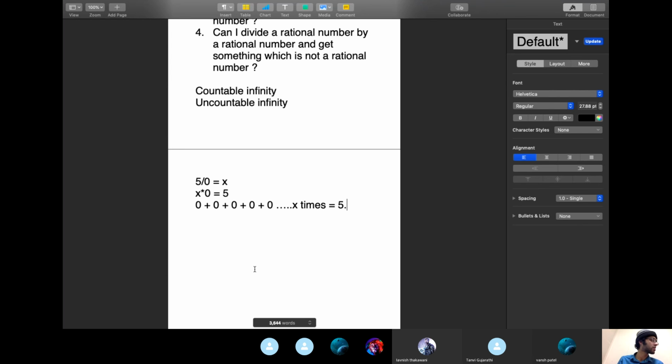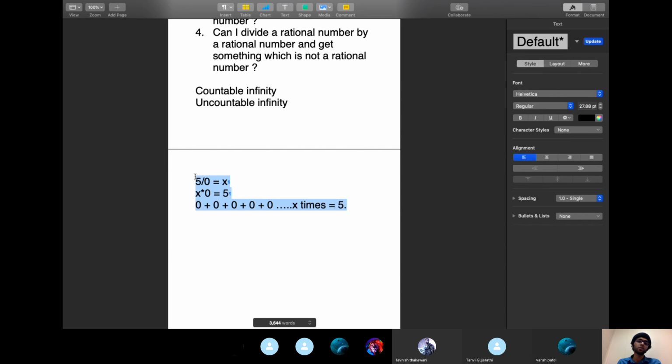How will I ever reach 5 if I just go on adding zeros? We will never reach 5. We will just be stuck at 0. So x multiplied by 0 cannot be 5. It's not possible. Therefore, division by 0 is not defined. You cannot divide anything by nothing. There has to be something to divide something by. Always remember, division, you have to divide it into parts. How many parts? You say no parts. How does that make sense?